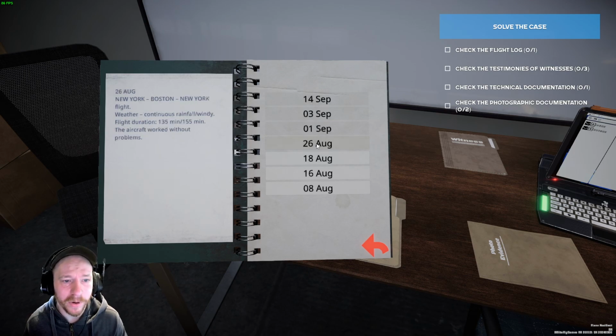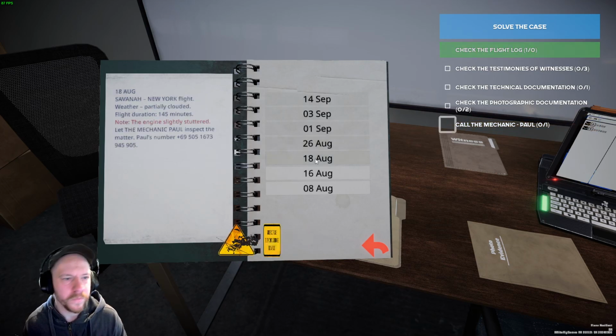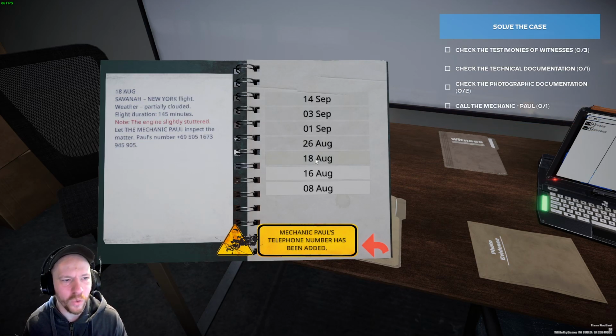New York to Boston to New York flight, weather, continuous rainfall, windy, flight duration 135 to 155 minutes. The aircraft worked without problems. 18th of August, Savannah, New York flight, weather partially cloudy, flight duration 145 minutes.